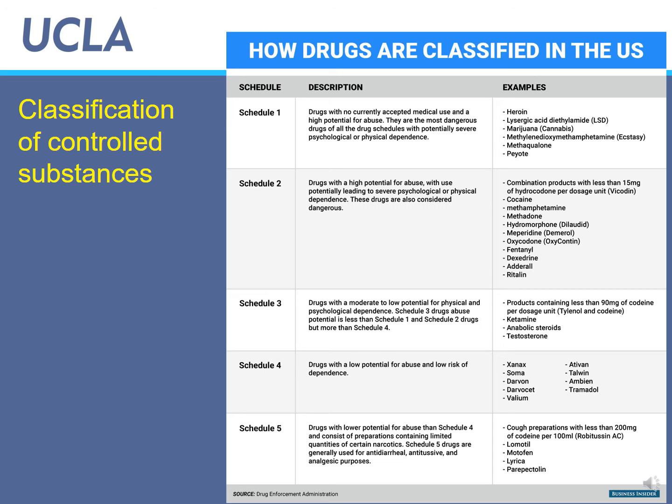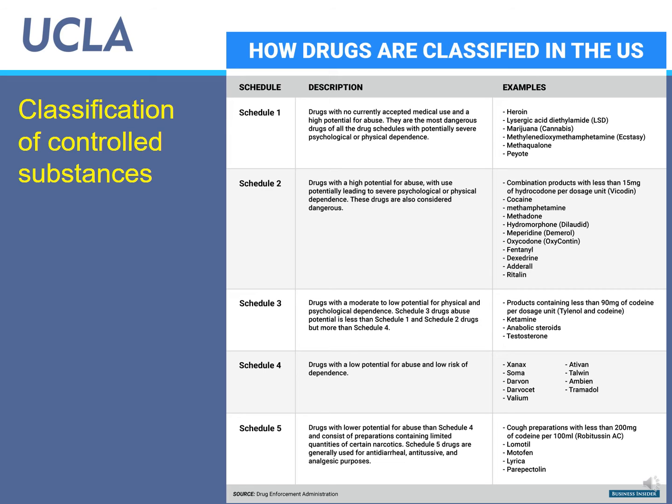Schedule 3, so they have drugs with moderate to low potential for physical and psychological dependence. So it's a little bit less dependence with Schedule 3 drugs. And here you see you have ketamine, testosterone, anabolic steroids, and some products that contain less than 90 milligrams of codeine. Then you have Schedule 4 drugs with low potential for abuse and low risk of dependence.